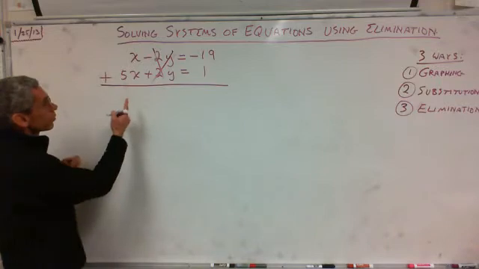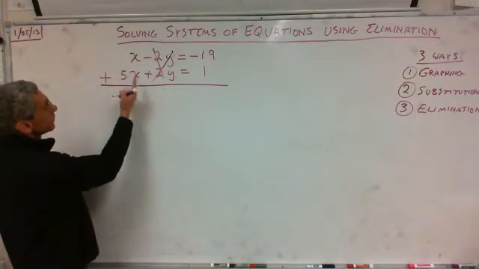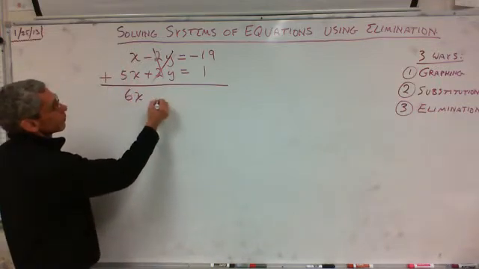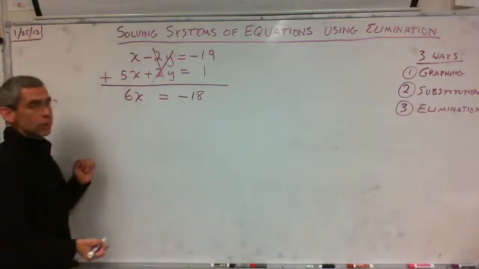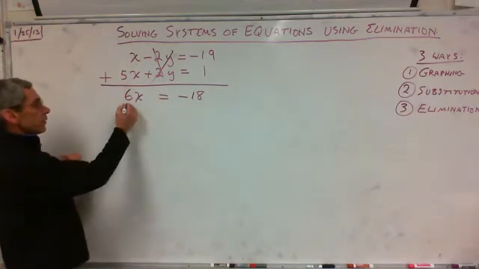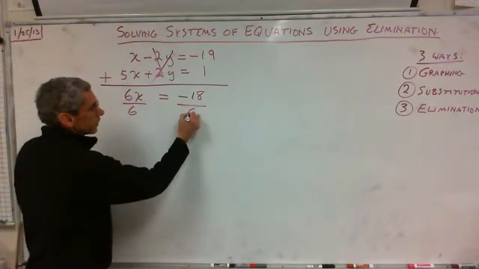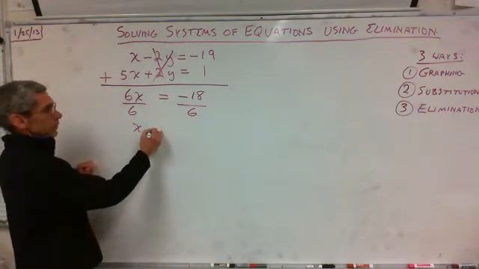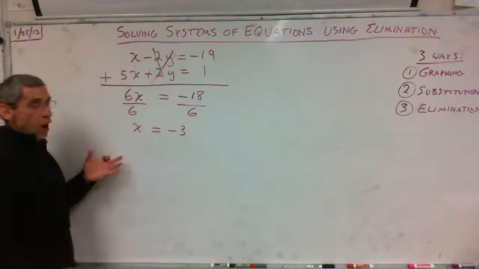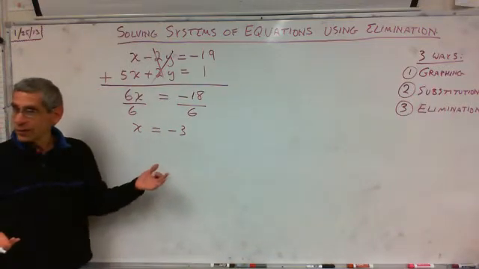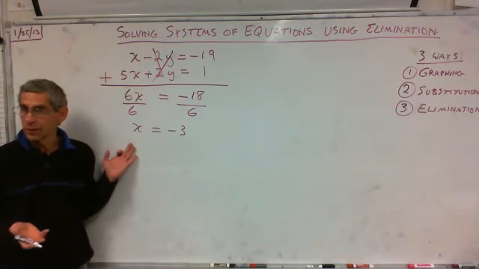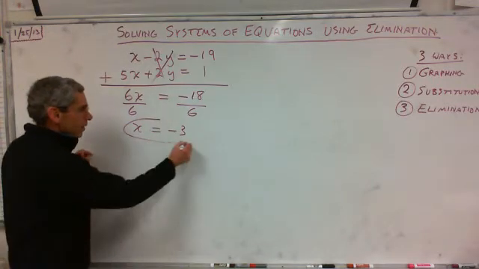Okay, so what do we have? We have 6x equals -18. Okay, now what do I do? Divide by 6. Now what do I do? This is so awesome. x equals -3. Oh my gosh, look at that. In like one or two moves, we suddenly have our x already. It's so easy, right?